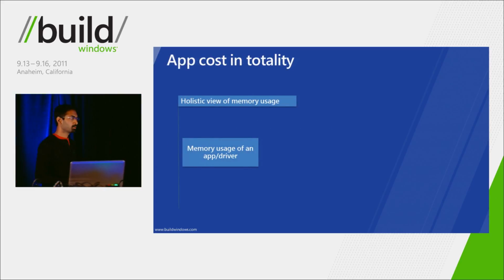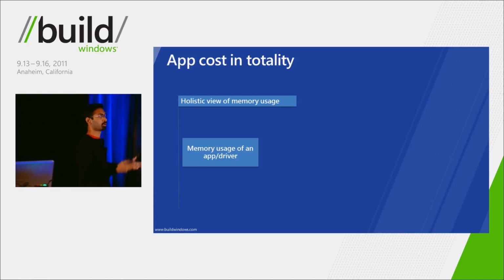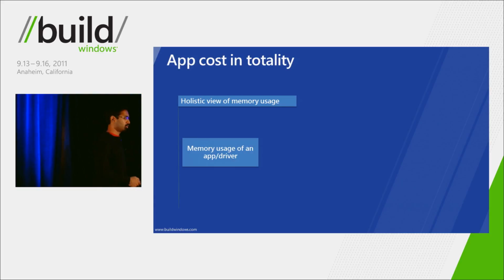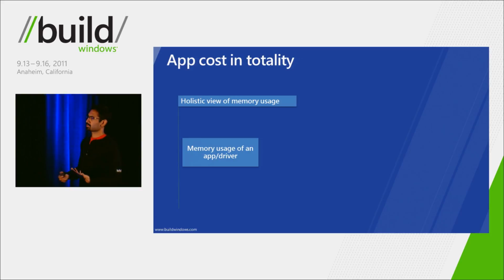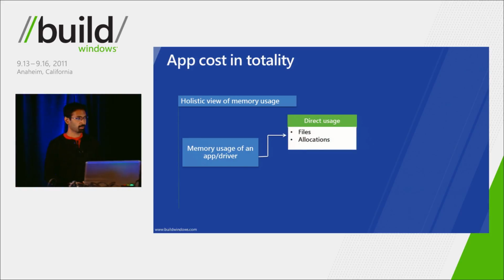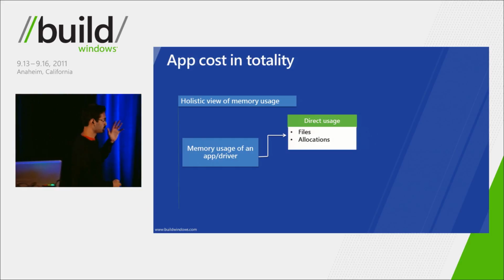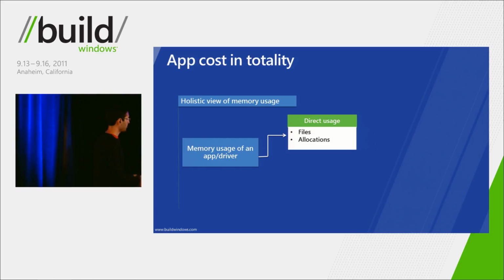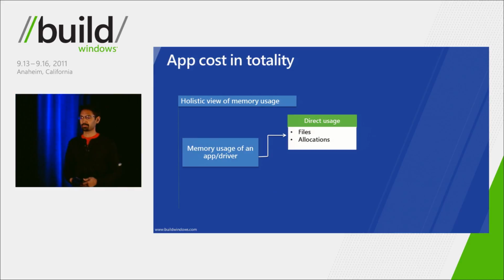So when you think about the memory usage of your application or your driver, the first and really obvious thing that comes to mind is your files and your allocations. Those are your direct usage. You can relate to that. So remember that Windows caches files as well in memory, so that also contributes to your direct usage.